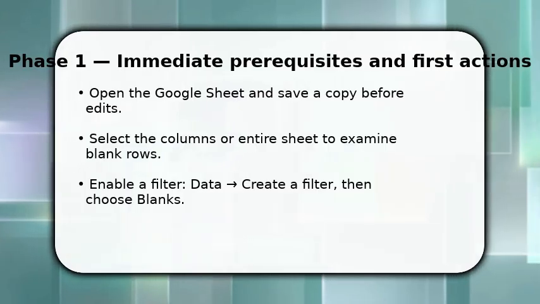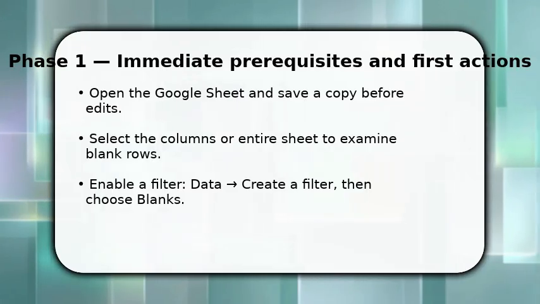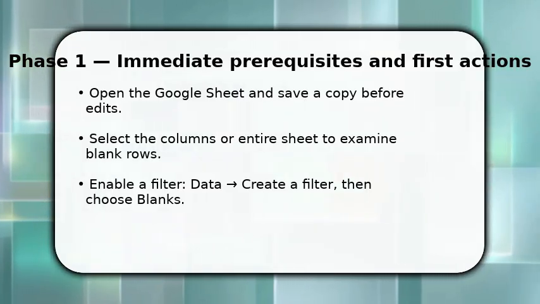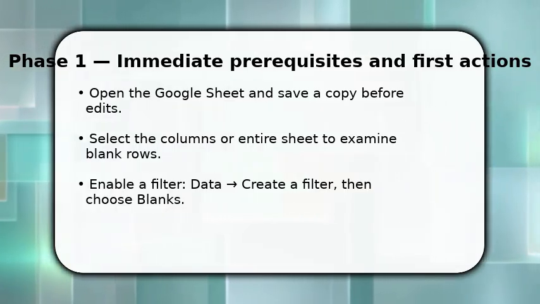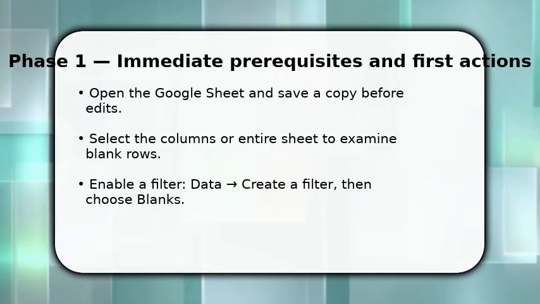You begin by protecting your file. Make a quick copy so you can undo mistakes. Once saved, select the columns that may contain blank rows. You do not need to select every column, just the ones that indicate emptiness.